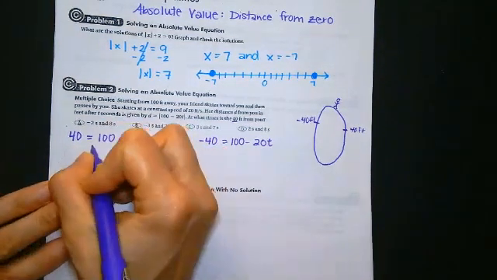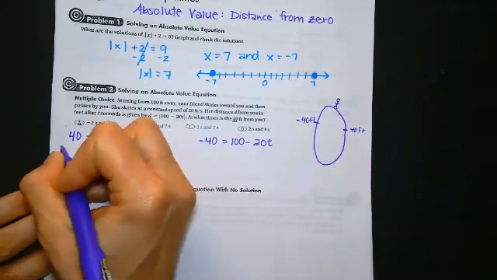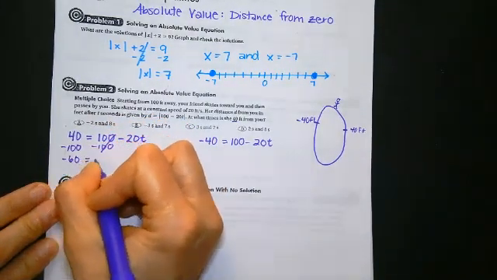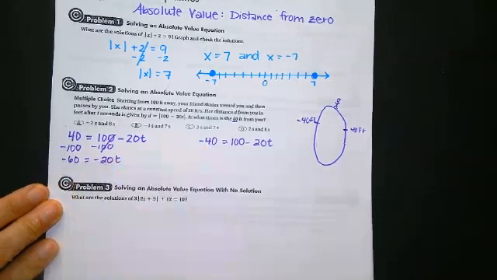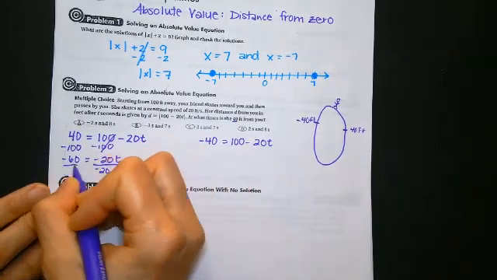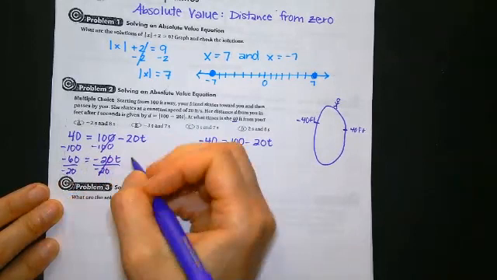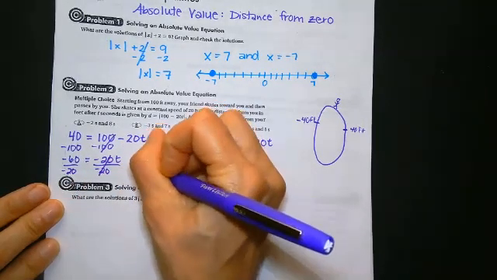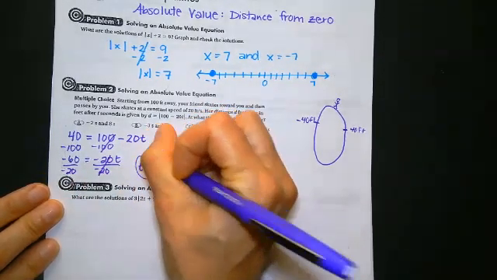The first thing we would do is subtract 100 from both sides. So we have negative 60 equals negative 20t if we drop that. And then we have to divide by negative 20 on both sides. And we get negative 60 divided by negative 20 is 3. So we get t equal 3 for this one.